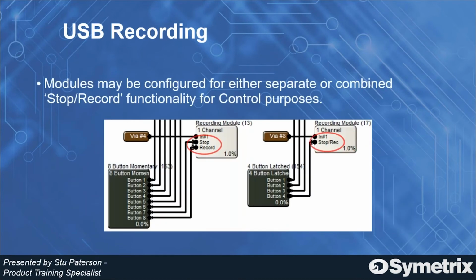You may also configure them for either separate or combined stop record functionality with either dual or single buttons respectively. And we'll get into how that looks when we get back into Composer. But effectively, it's just do you have a single button for stop and record, or do you have a single button for record and a single button for stop?